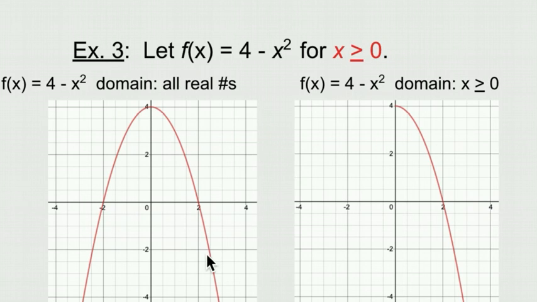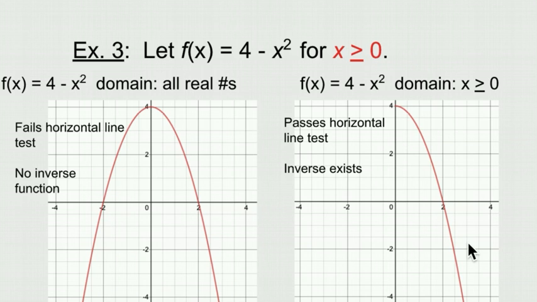This was the graph from example 2, and that fails the horizontal line test, so there was no inverse function. However, restricting the domain to x coordinates that are greater than or equal to 0 will just result in the right side of the parabola, and that passes the horizontal line test. So the inverse function does exist.